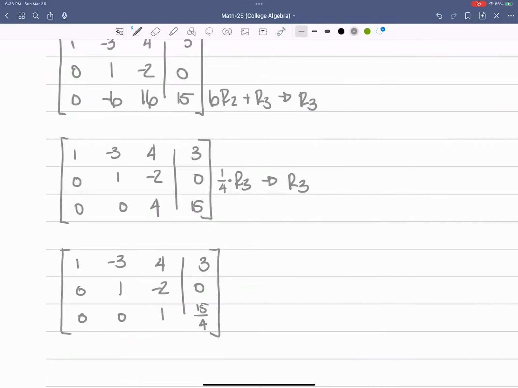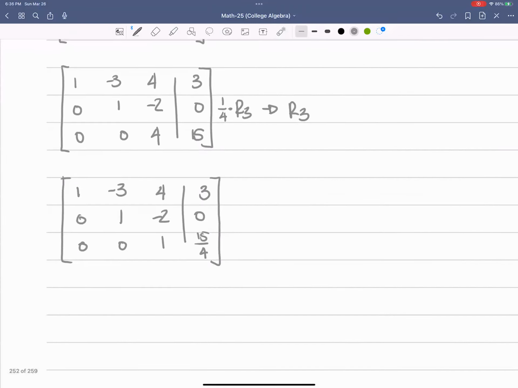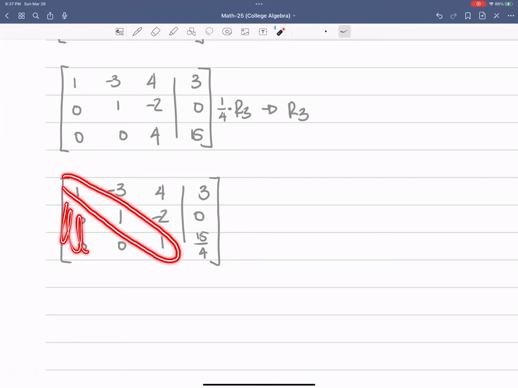That's our system of equations in row echelon form, where we have diagonals as 1s and everything below them 0s.